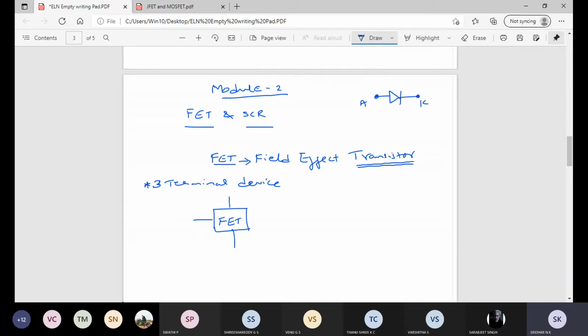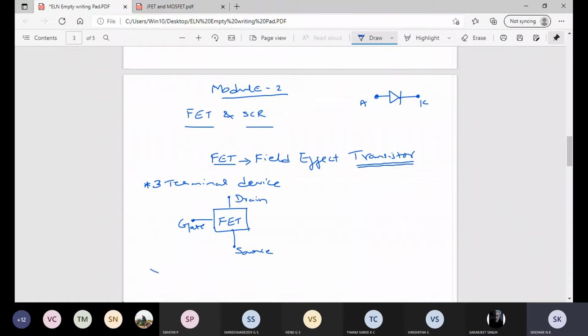So one terminal is gate, next is drain. We term drain as D, gate as G, and the other terminal is source, which we term as S. So this is drain, source and gate. It is a 3-terminal device.